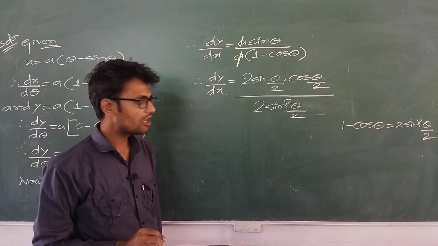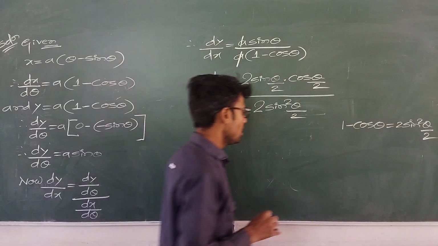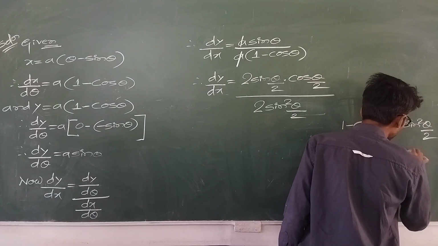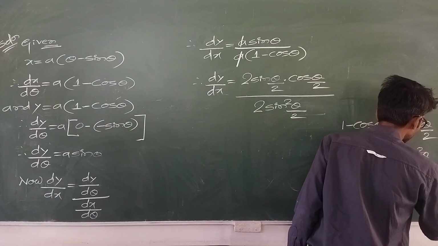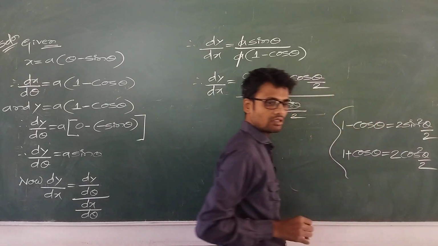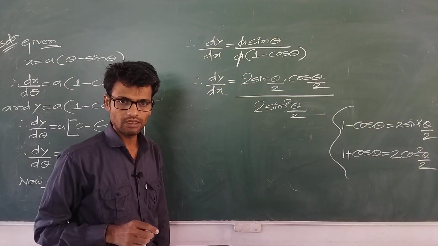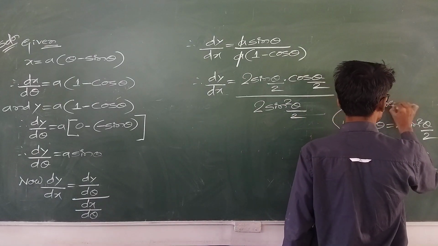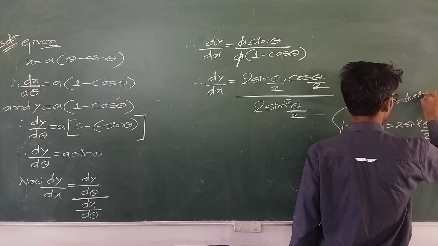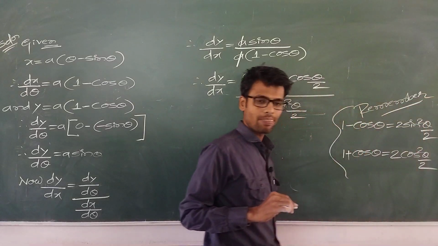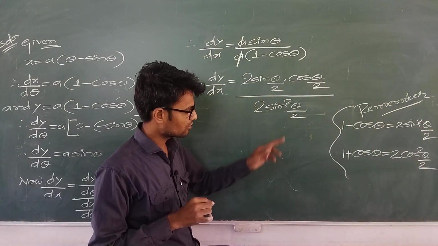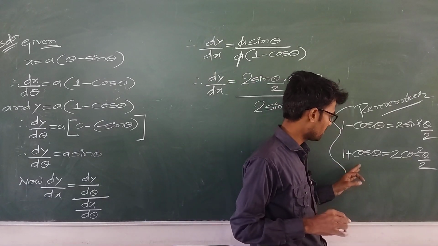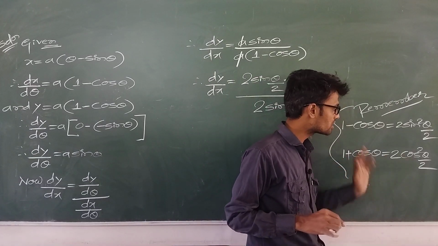1 minus cos theta is what? 2 sin square theta by 2. And remember the formula of 1 plus cos theta is 2 cos square theta by 2. So these two formulas are very important. You remember, right? So remember these two formulas. One is 1 minus cos theta, whose value is 2 sin square theta by 2. Next, we have 1 plus cos theta, and its value is 2 cos square theta by 2.